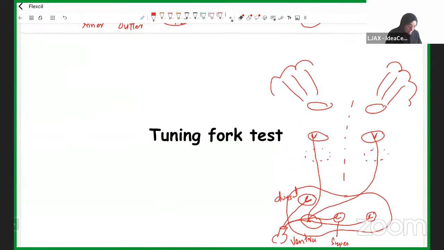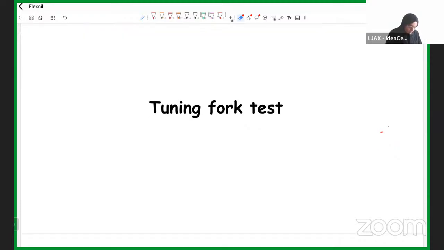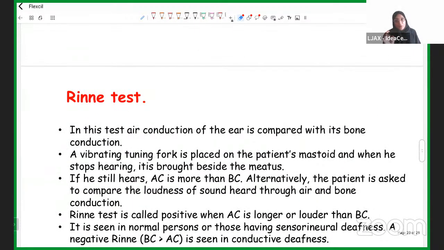Okay. Now let's come back to the topic of tuning fork. In tuning fork, we again have these classes in practical during physiology. So it is important that you know the basics. I'll just give you small mnemonics so that you don't forget it. You can say Rinne in the penny.